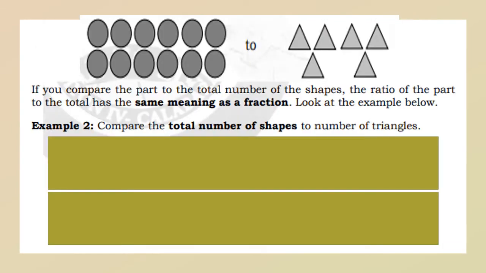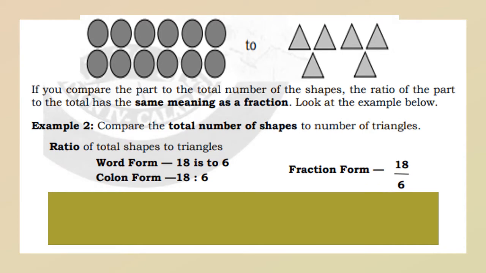If you compare the part to the total number of the shapes, the ratio of the part to the total has the same meaning as a fraction. This is expressing one value as the fraction of another. It can also be written in different forms. The total number of the shapes is 18, which came from 12 plus 6, so the total shapes to triangles is 18:6. Triangles to total shapes is 6:18.